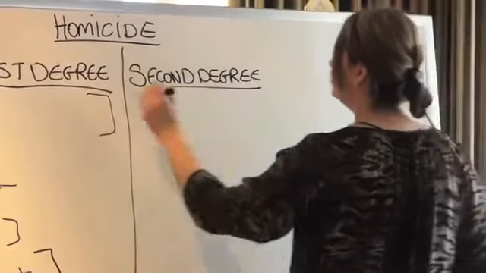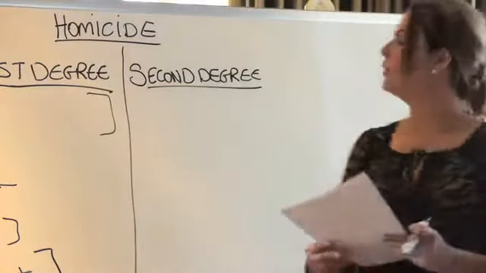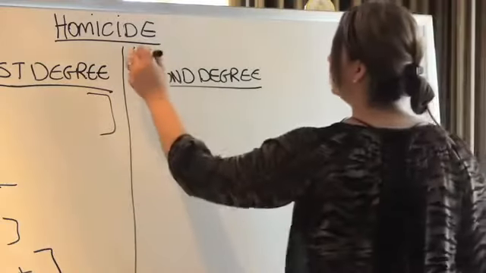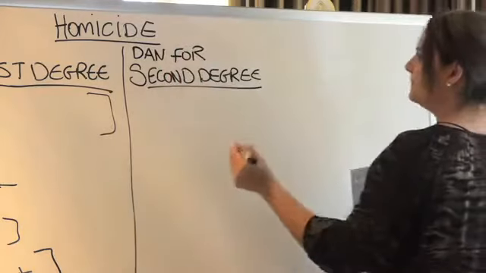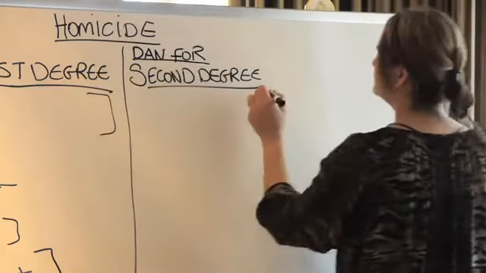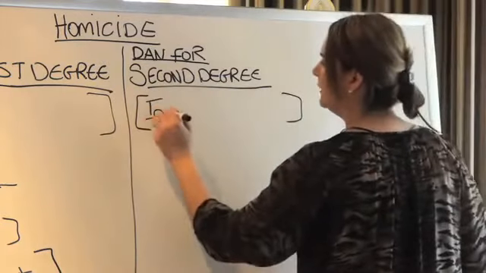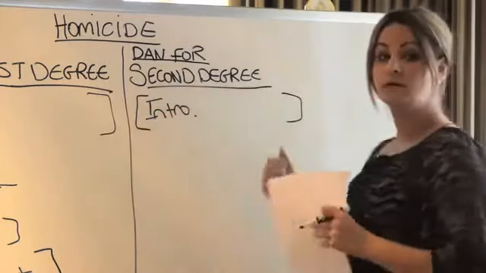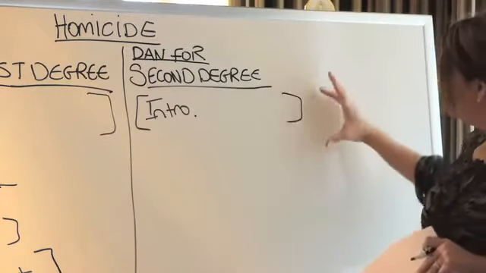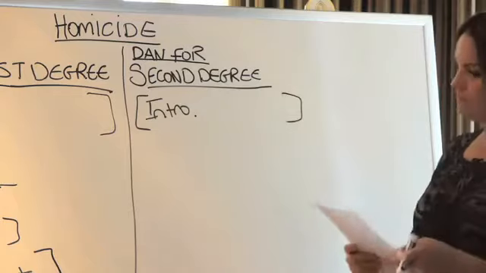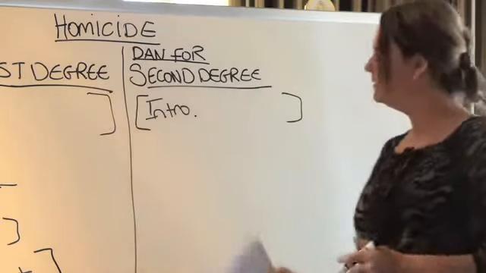If you go to page 2 of your approach, we have our intro. So we have Dan for second degree. And we always start with our intro. What do we need? We need an act, causation, malice, and the absence of any applicable defenses. That's our intro. You can use that introductory paragraph every single time.